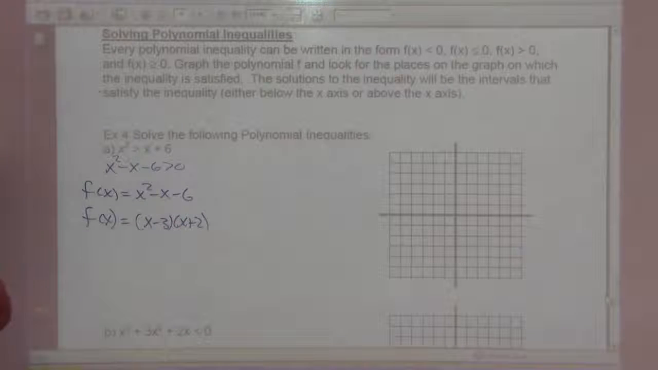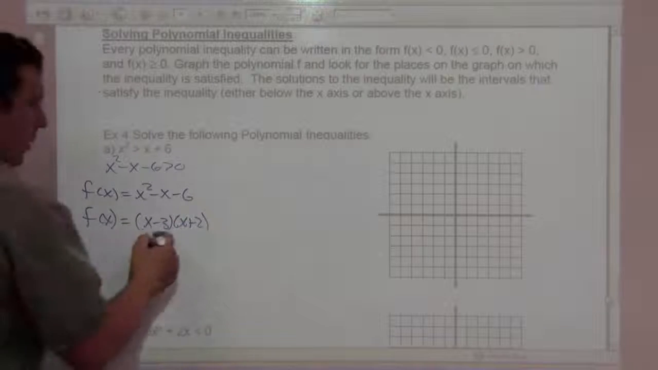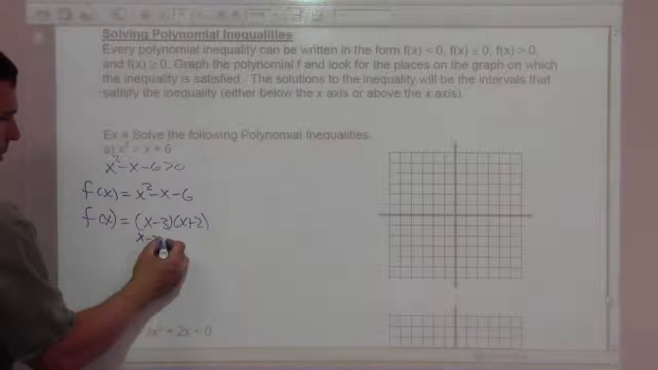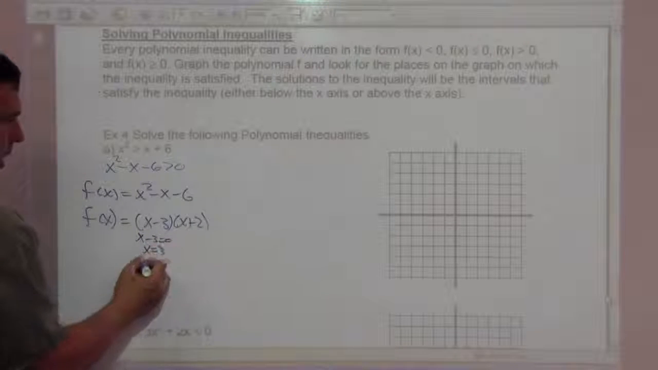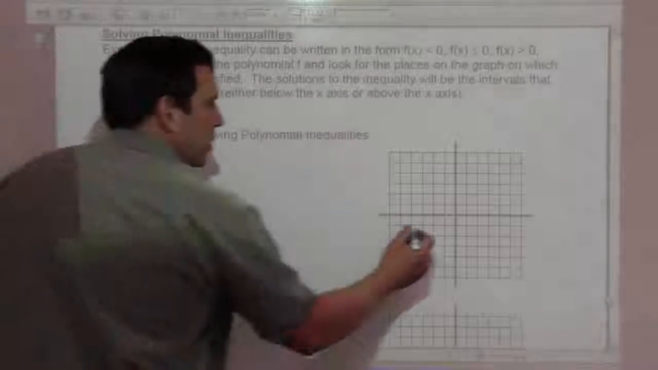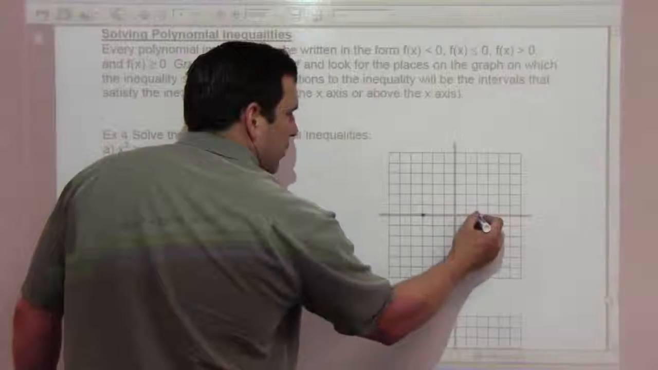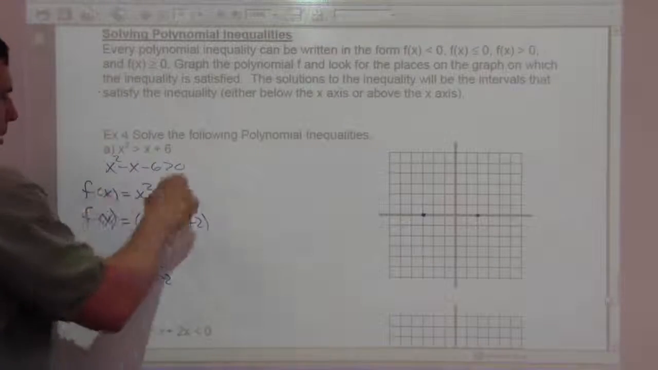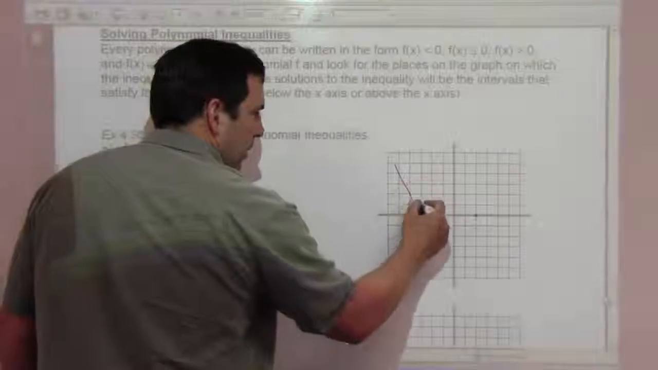I'm going to graph that. X minus 3 equals 0, x equals 3. X plus 2 equals 0, x equals negative 2. So we have 3, we have negative 2. This parabola is going to open up. It's going to look something like this.